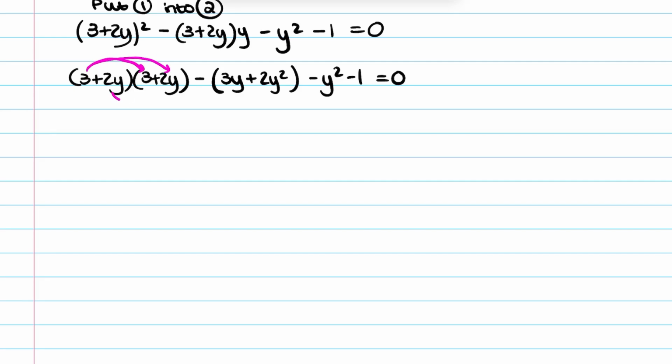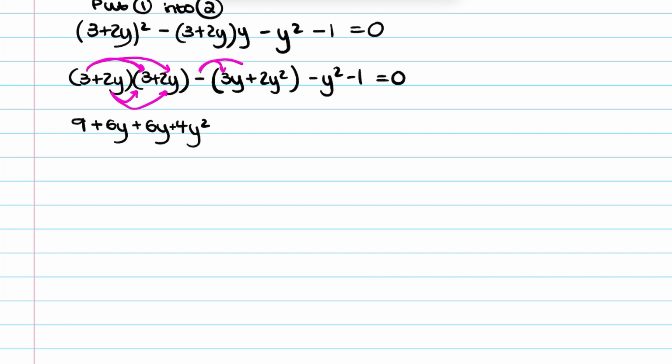Now I'm going to do FOIL with my bracket. So I'm going to multiply like this. And I've got 3 times 3, going to give me 9. 3 times 2y is going to give me plus 6y. The same, plus 6y. And then finally we're going to have 4y squared.